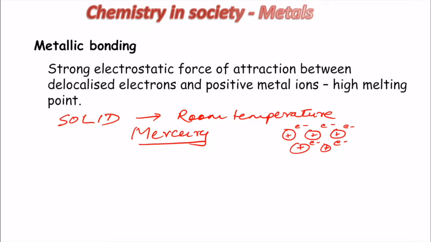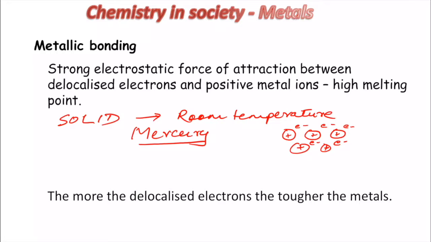The next property is that the more the delocalized electrons, the tougher the metals. So if we look at sodium, which has got 2,8,1, so it has got one delocalized electron per sodium atom. This is a soft metal. On the other hand, aluminium, which has 2,8,3, so this has 3 delocalized electrons per aluminium atom, is a tougher metal when compared to sodium. So greater the number of delocalized electrons, tougher the metal.